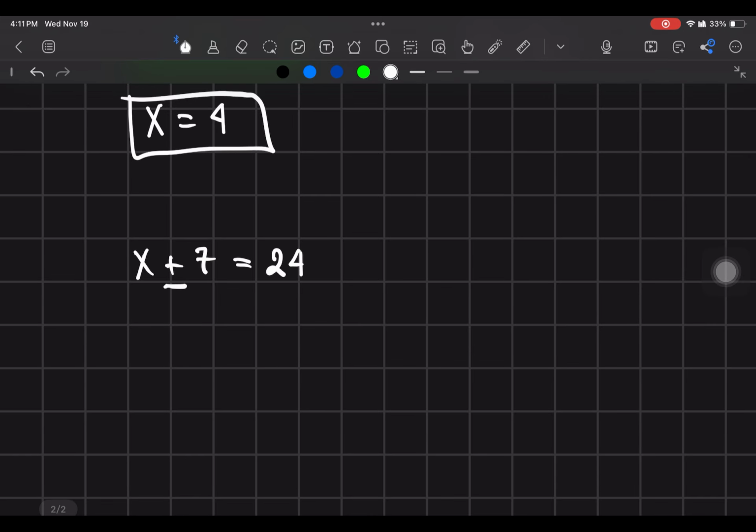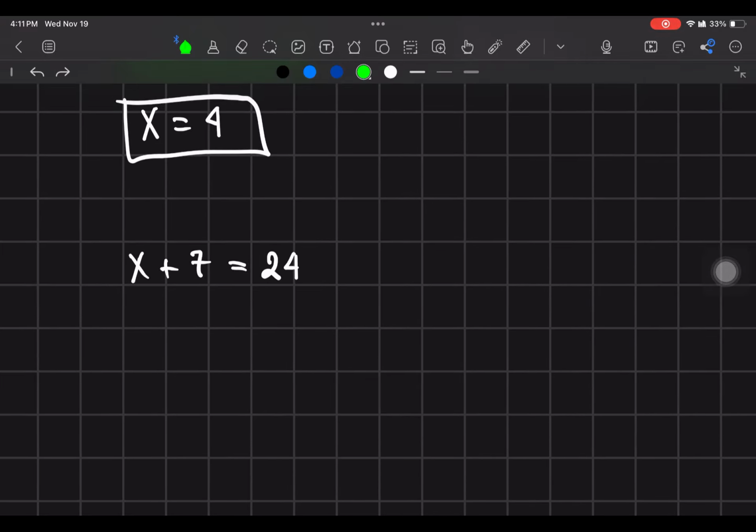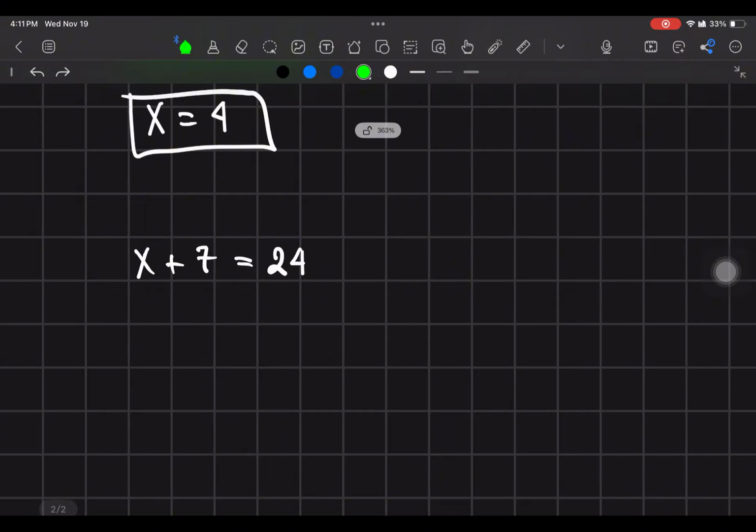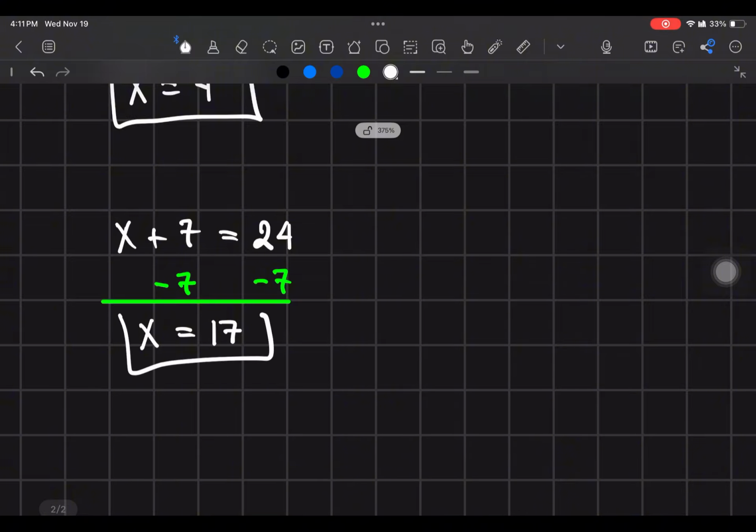So we have to subtract both sides in order to get rid of the 7 so that we can isolate x. So how do we do that? If you said subtract both sides by 7, you are correct. So now we subtract both sides by 7. We copy x. 7 minus 7 is 0. 24 minus 7 is 17. So now we have our x value.